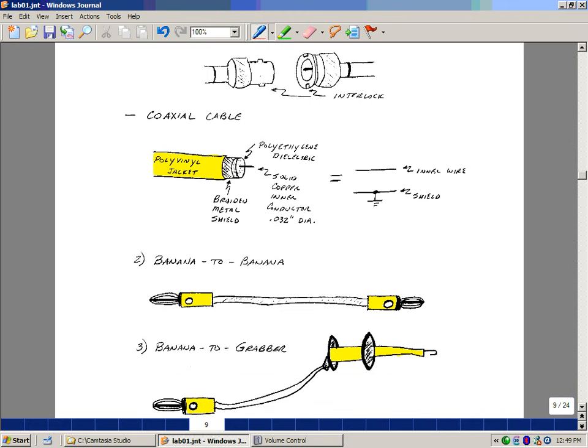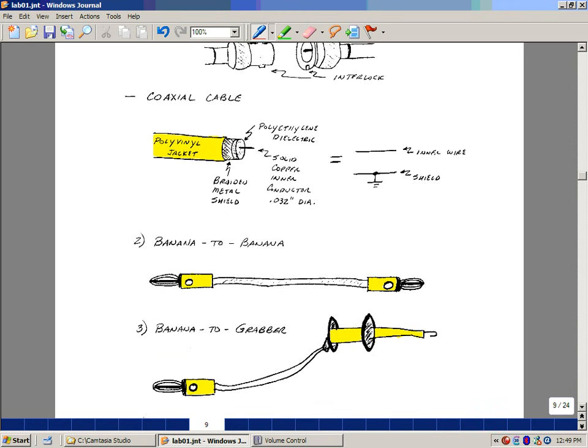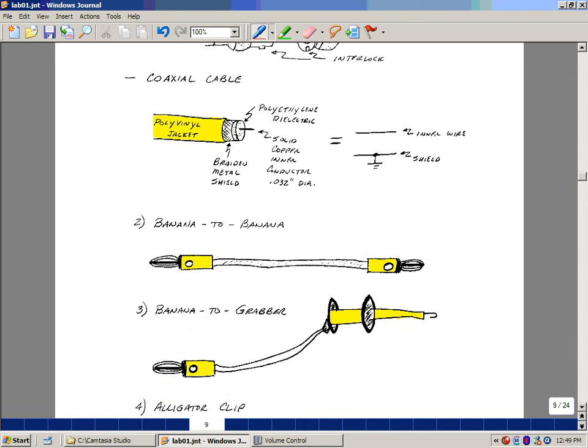Now we also have some lower frequency measuring wires, and one's called a banana to banana wire. The banana part refers to the fact that this end of it, or this end here too, looks like a banana that's been peeled and put back together again. These are really meant for DC type connections. And we're going to use these for power supplies, bringing them into our circuitry. And then we're going to measure a resistor. Being able to grab onto something is what a banana to grabber wire can do.